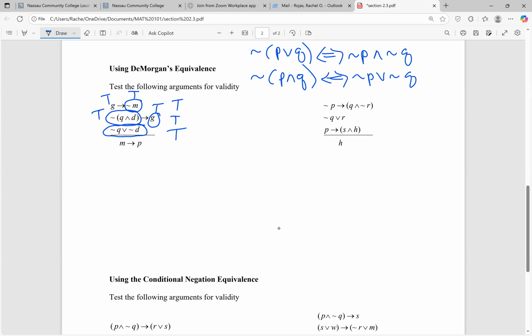So if not M is true, then that makes M false, which is the left-hand side of the conditional in our conclusion. That automatically makes the conclusion true, because it doesn't matter what P is. If P was true, we would have false implies true, which is true. Or if P was false, we'd have false implies false, which is also true. So no matter what, it's making our conclusion true. So we have a valid argument.